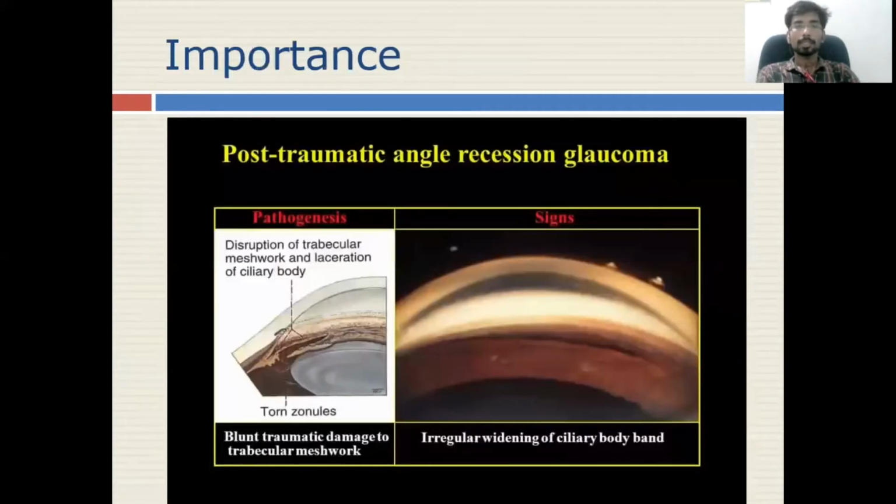Importance: if there is a history of trauma to the patient, there will be angle recession. It will cause glaucoma, angle recession glaucoma. In angle recession glaucoma, there will be irregular widening of the ciliary body band due to disruption of the trabecular meshwork and laceration of the ciliary body.